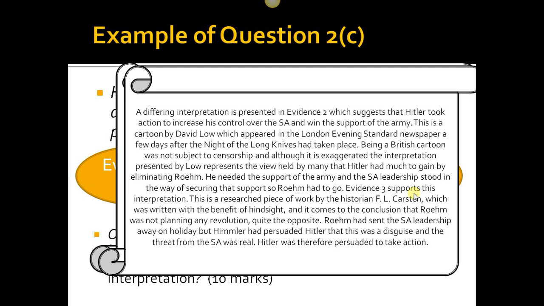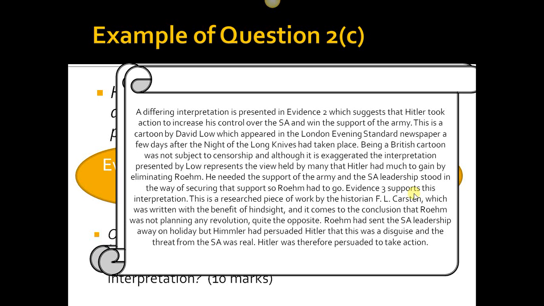This is a cartoon by David Low, which appeared in the London Evening Standard newspaper a few days after the Night of the Long Knives had taken place. Being a British cartoon, it was not subject to censorship, and although it is exaggerated, the interpretation presented by Low represents the view held by many that Hitler had much to gain by eliminating Rome. He needed the support of the army, and the SA leadership stood in the way of securing that support, so Rome had to go. Evidence 3 supports this interpretation.